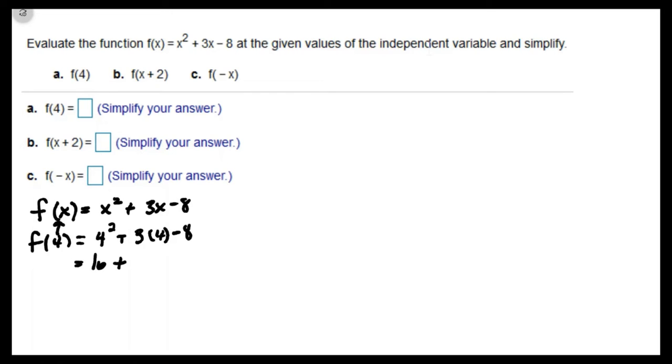4 squared is 16. 3 times 4 is 12. 16 plus 12 would be 28. Minus 8 would give me 20.